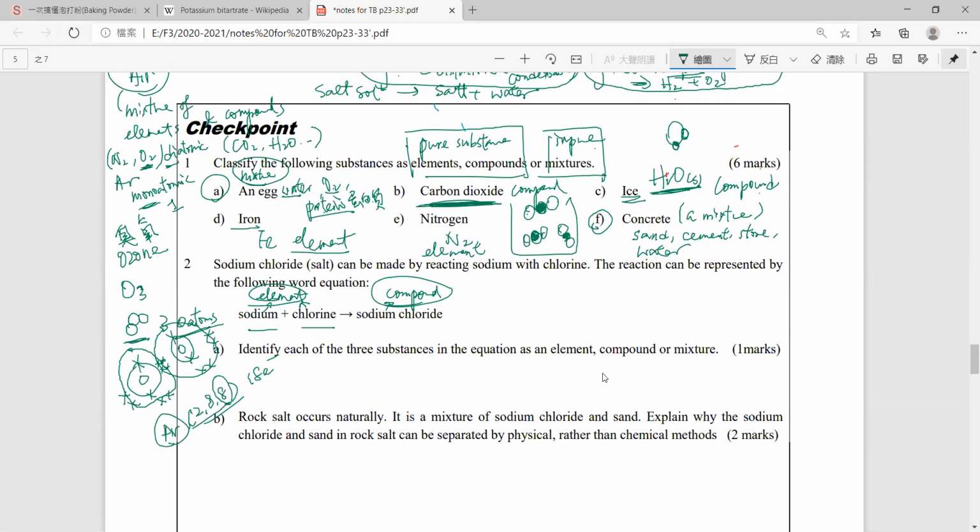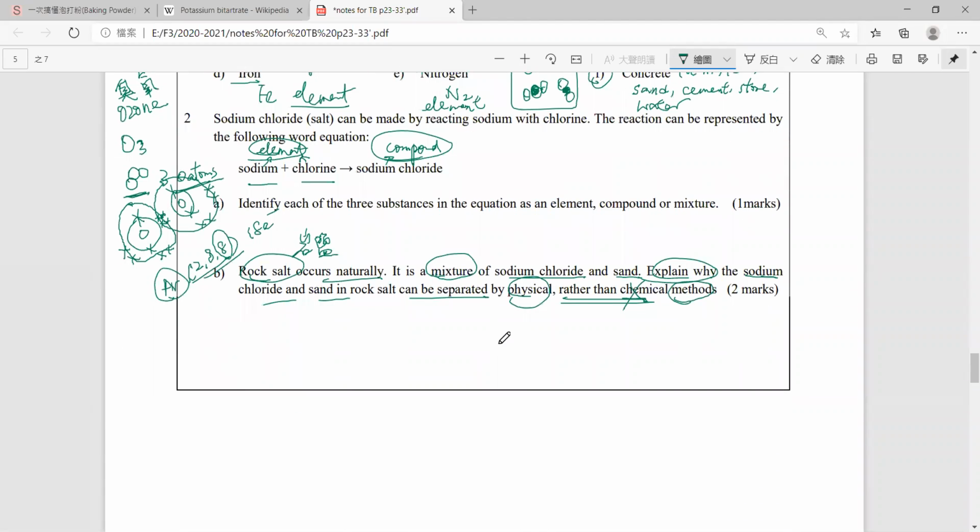It's compound, okay? Rock salt occurs naturally. You find a mixture of sodium chloride and sand. What is meant by rock salt? Explain why the sodium chloride and the sand in the rocks can be separated by physical method rather than chemical method. Instead of chemical method, I use physical method. I can separate it. Why? It is a mixture. Yeah, this forms rock salt. It is a mixture of sand and sodium chloride.